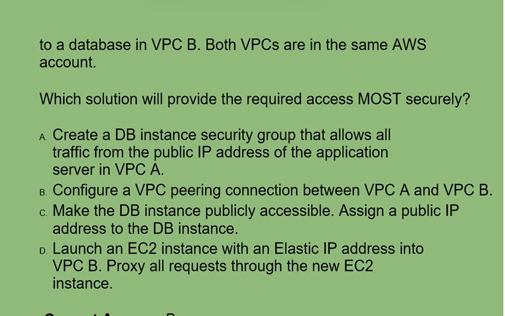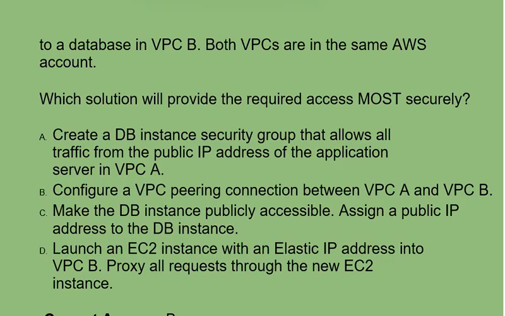Option A. Create a DB instance security group that allows all traffic from the public IP address of the application server in VPC-A. Option B. Configure a VPC peering connection between VPC-A and VPC-B. Option C. Make the DB instance publicly accessible. Assign a public IP address to the DB instance.